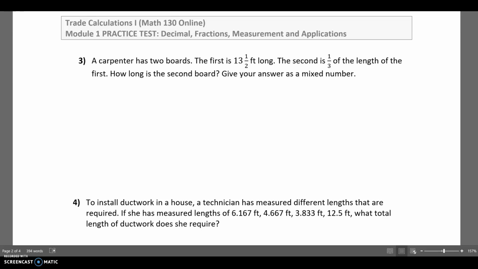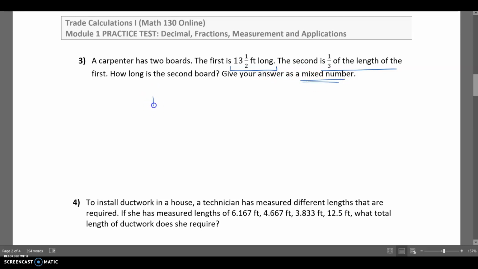A carpenter has two boards. The first is 13.5 feet long, and the second is 1/3 the length of the first. We want to figure out how long the second board is. We'll calculate our answer and report it as a mixed number.